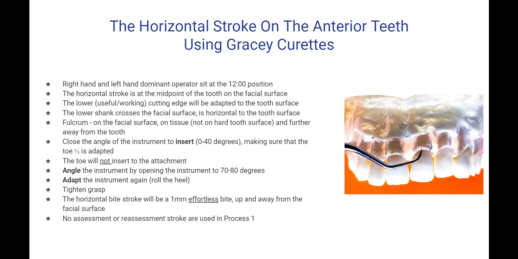Close the angle of the instrument to insert at 0 to 40 degrees, making sure that the toe 1/3 is adapted. The toe will not insert to the attachment. Angle the instrument by opening the instrument to 70 to 80 degrees. Adapt the instrument again by rolling the heel. Tighten the grasp. The horizontal bite stroke will be a 1 millimeter effortless bite up and away from the facial surface. No assessment or reassessment strokes are used in process 1.